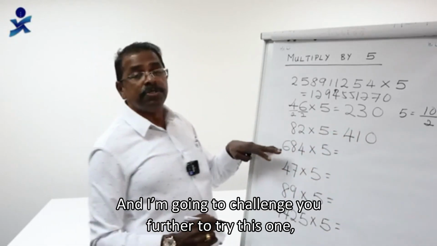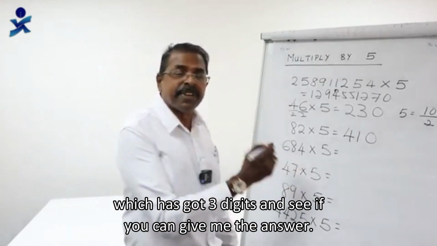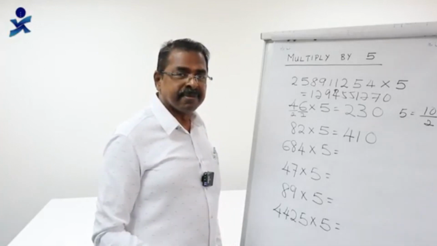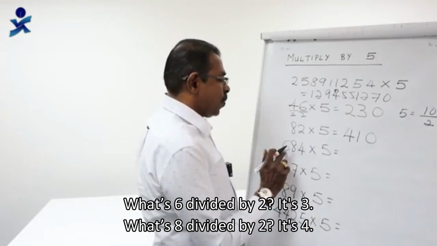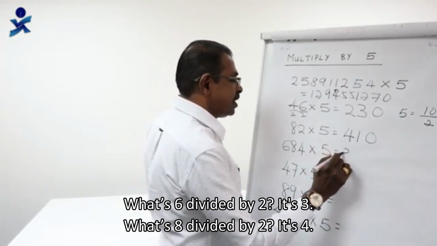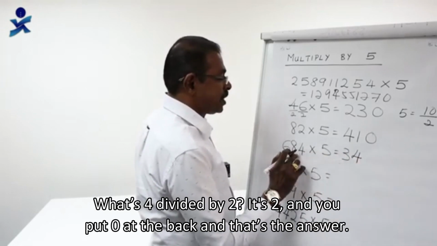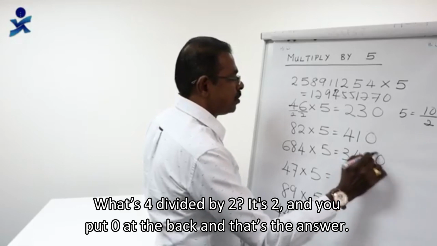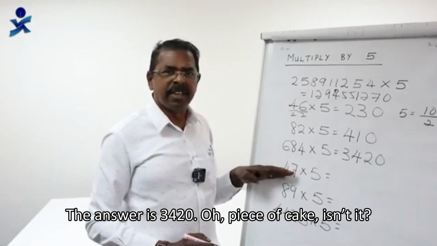And I'd like to challenge you further to try this one, which has got 3 digits, and see if you can give me the answer. Got it? Okay, let's try. What's 6 divided by 2? Is 3. What's 8 divided by 2? Is 4. And what's 4 divided by 2 is 2, and you put a 0 at the back, and there's the answer. So the answer is 3,420.